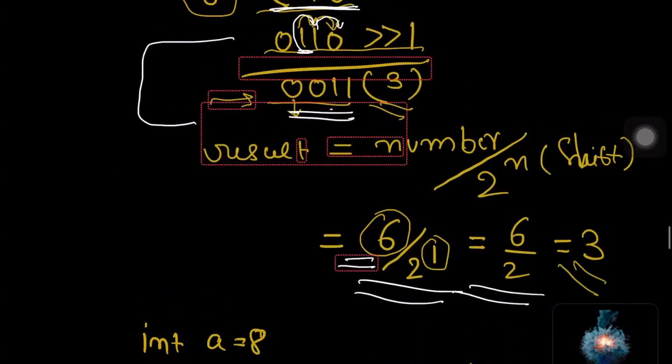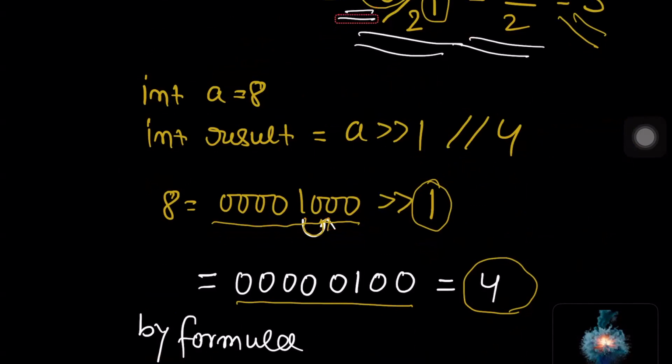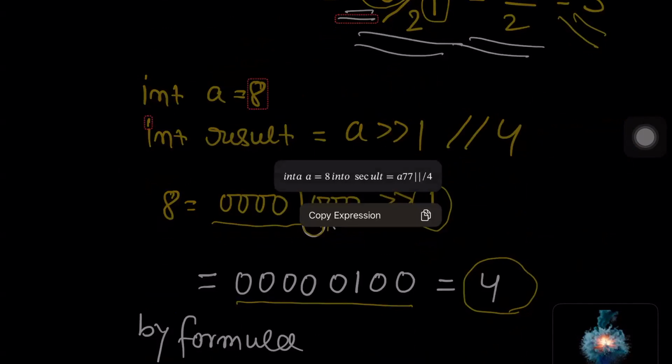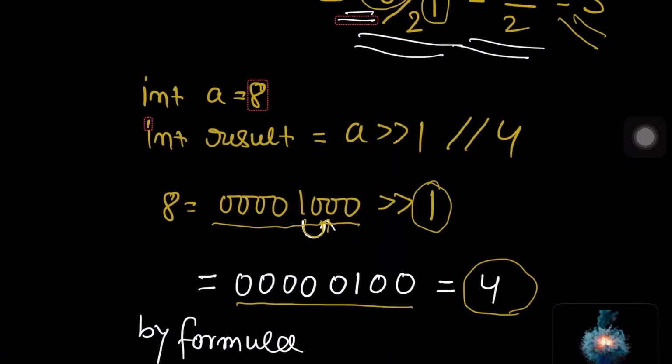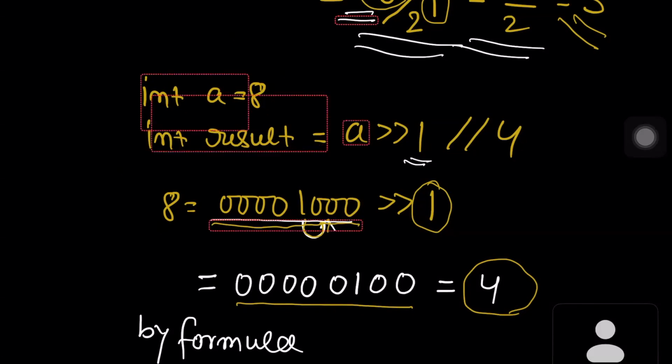Now we'll take another example. Yesterday we already visited this, but again we are going through it, so we get the idea before the unsigned right shift. So int a equals 8. Now we have the result: a shifted by 1 bit towards the right. First I convert this to binary, then I identify where the 1 is, shift it by 1 bit, get this result, and then convert it to decimal.